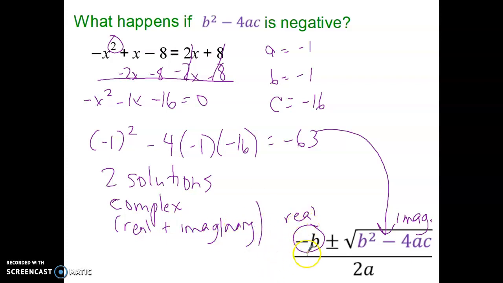Right? Because b is just a real number, right? It's the coefficient right here. And this part works out to be imaginary because it's the square root of a negative. Okay, let's see what we have on a graph.